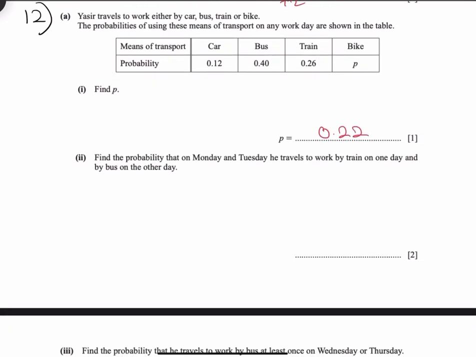Find the probability that on a Monday and Tuesday he travels to work by train on one day and by bus on the other day. So by train on one day, then by bus. So you have to multiply this by 2 because it can go bus first and train second. So it's going to be train 0.26, bus 0.4 times 2. So 0.26 times 0.4 times 2. That is 0.208.